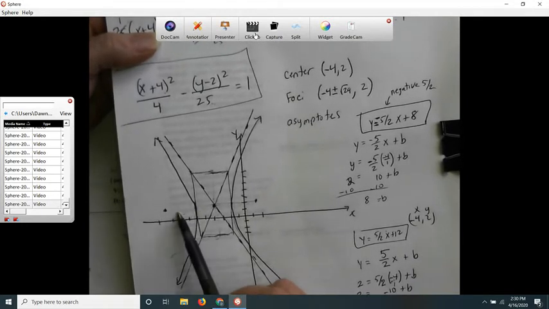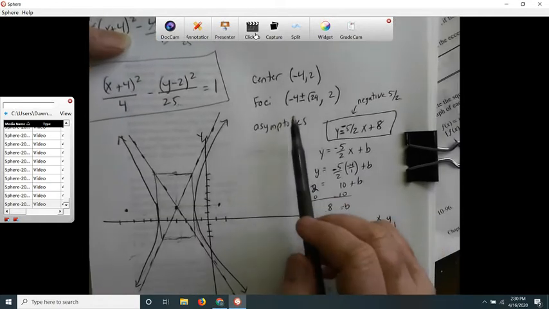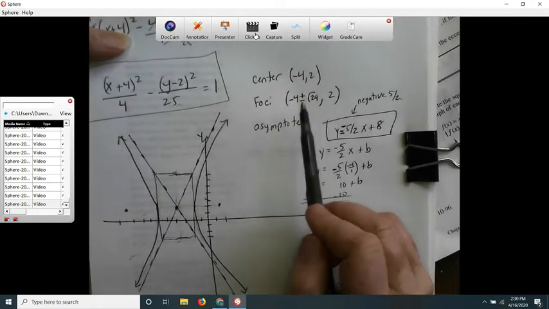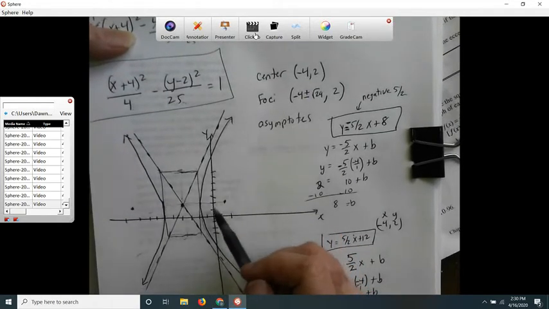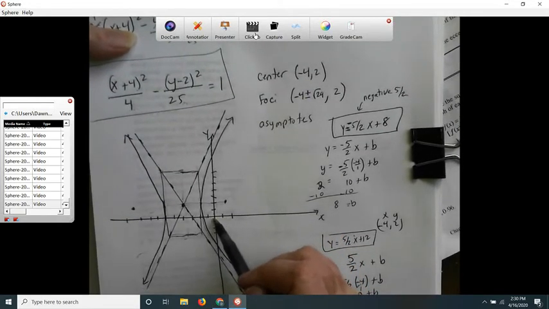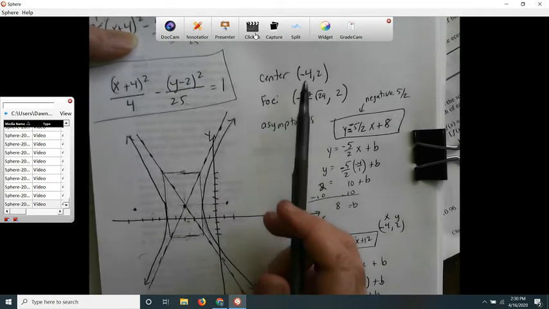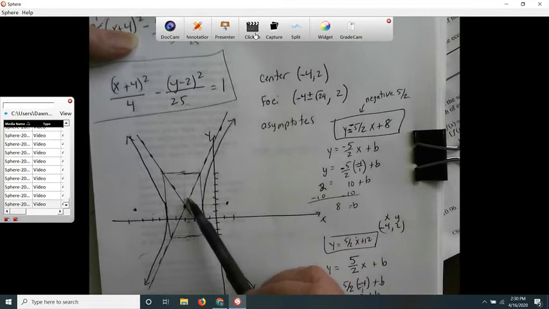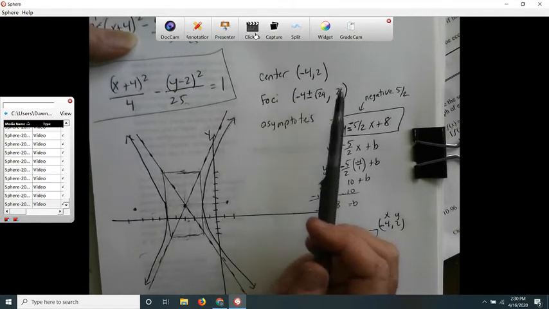And so when you say, what is your focus, you can just do that plus or minus thing. You can say, well, the x coordinate is -4 plus root 29 and minus root 29. So you can write it nicely like that.